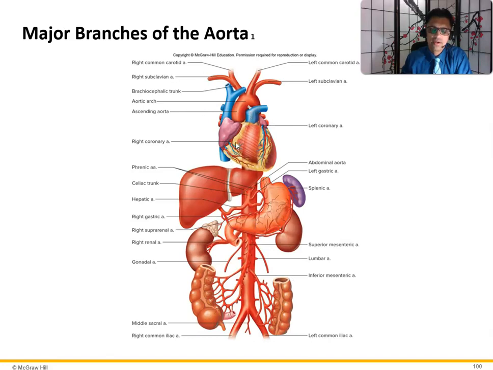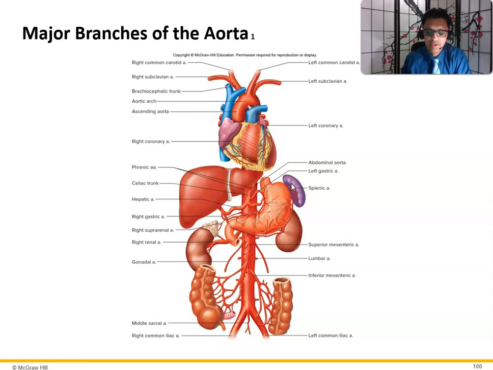So here is the heart. There is the ascending aorta. There's the aortic arch. The three blood vessels that come off of it are the brachiocephalic trunk, which will split into the right subclavian and right common carotid. But then you have the left common carotid and the left subclavian that come off the aortic arch itself. It goes down here, and then the diaphragm, which will sit right around here. Then it becomes the abdominal aorta.